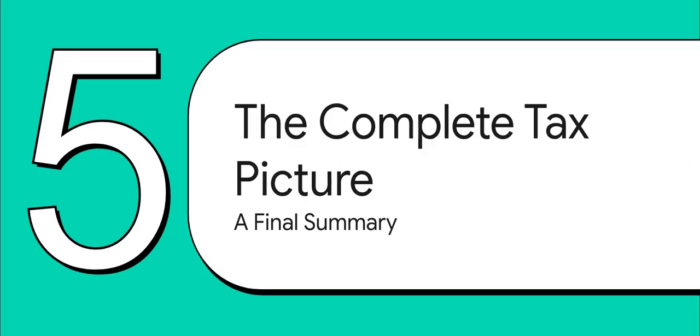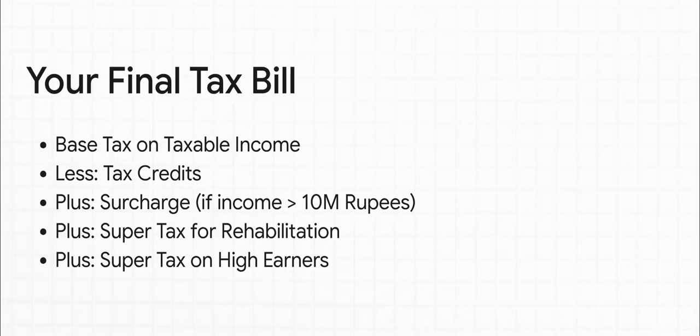Wow, we've climbed all the way to the top. So let's step back for a second and look at the whole structure we've just put together. Let's recap this entire journey, from gross income all the way to that final tax bill. So this is it. This is the whole shebang. You start with your base tax on taxable income. Then you get to subtract your credits, which is great. Then you have to start adding things back on if they apply to you. The surcharge if you're over 10 million, and then maybe one or both of the super taxes.